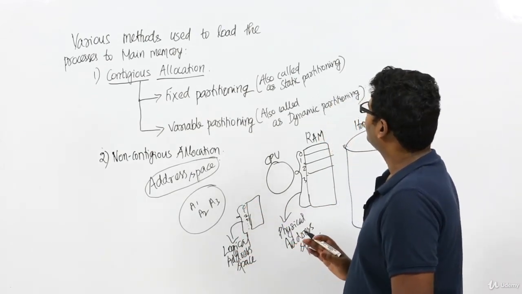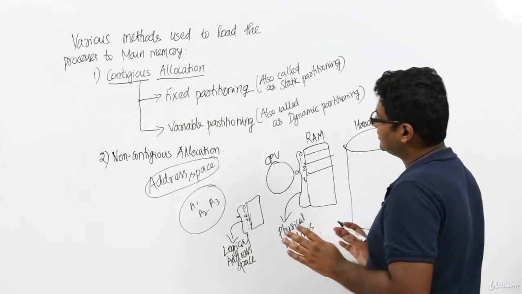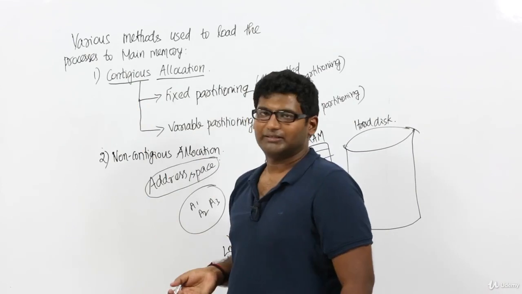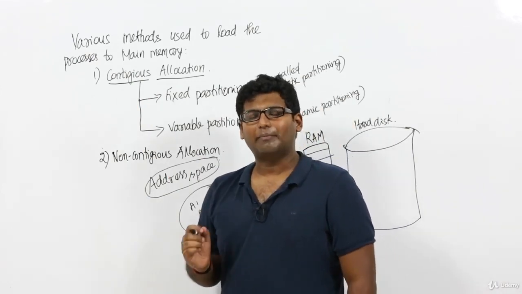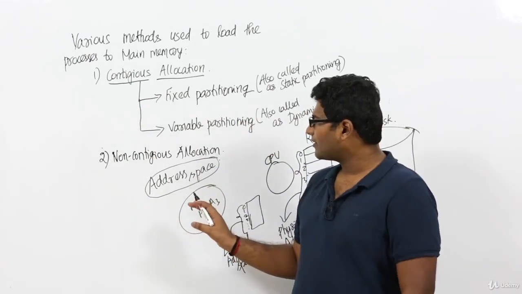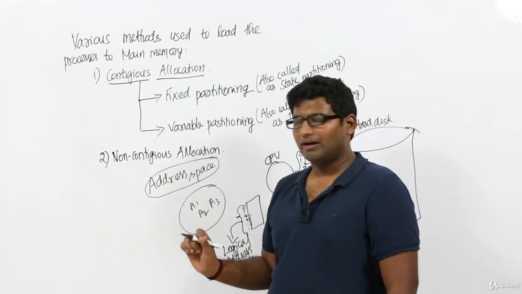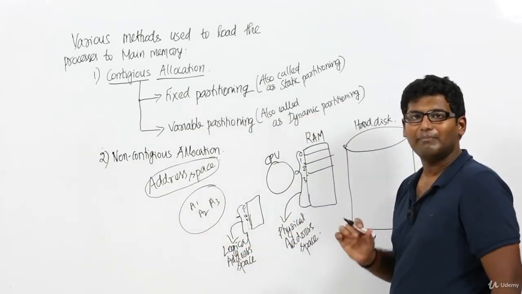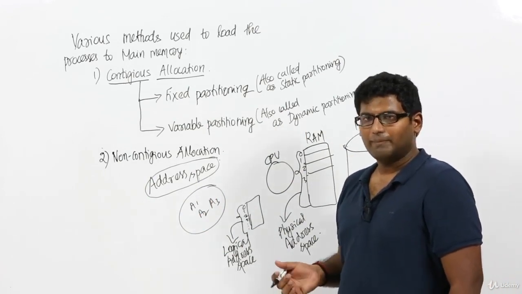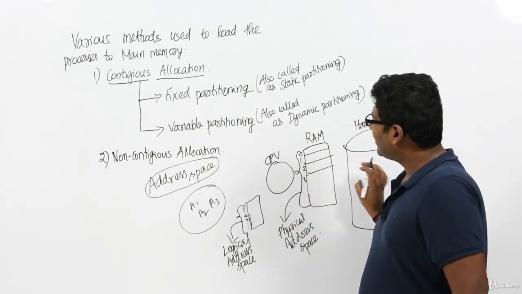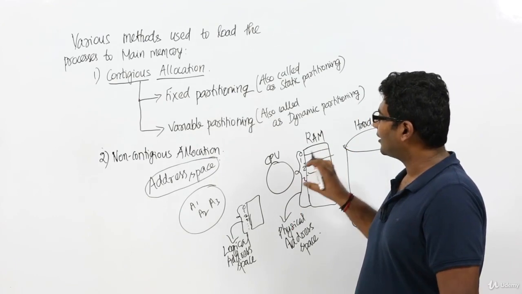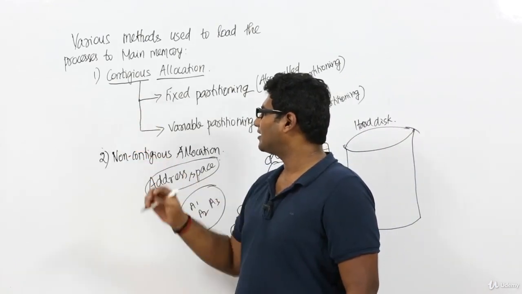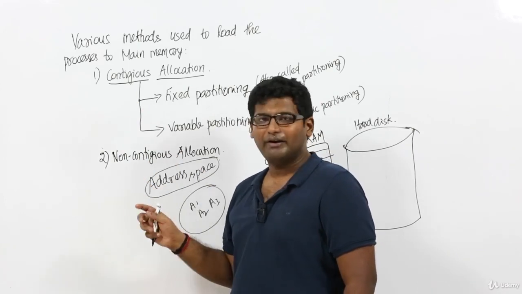Now why this address space is important is in order to understand what is meant by contiguous allocation. Now what is meant by memory allocation? We are trying to place processes or data inside our RAM, right? That is what we mean by allocation. Placing the processes or data inside the RAM is called allocation. Now there are two ways of allocation: one is contiguous allocation, another one is non-contiguous allocation.